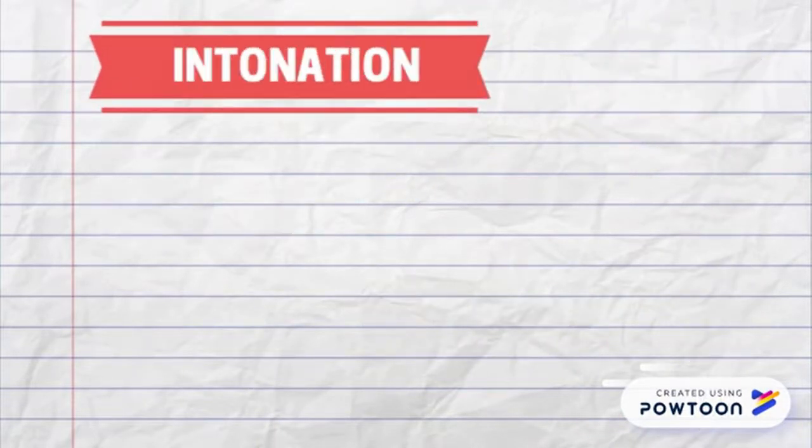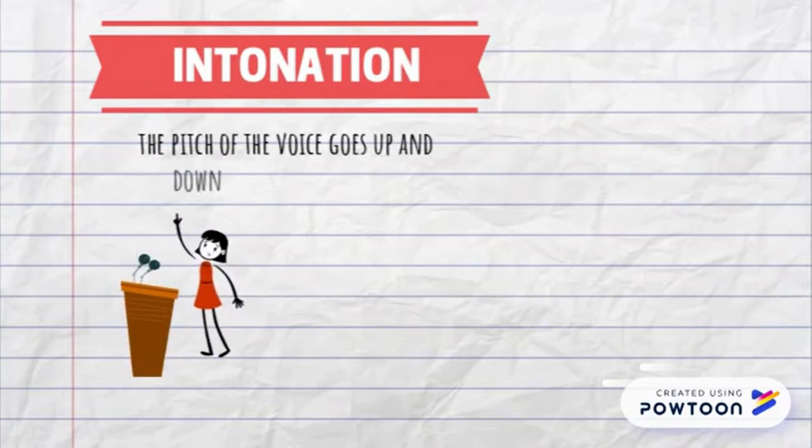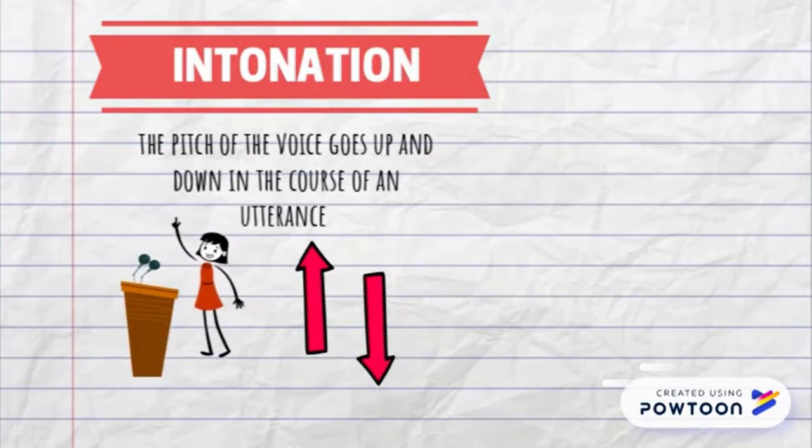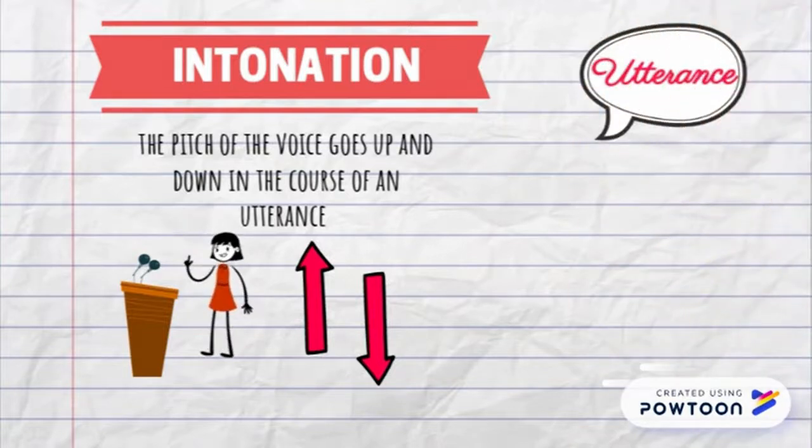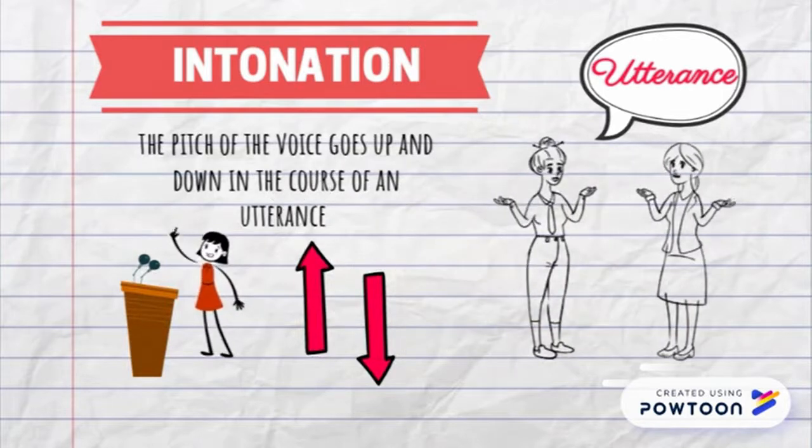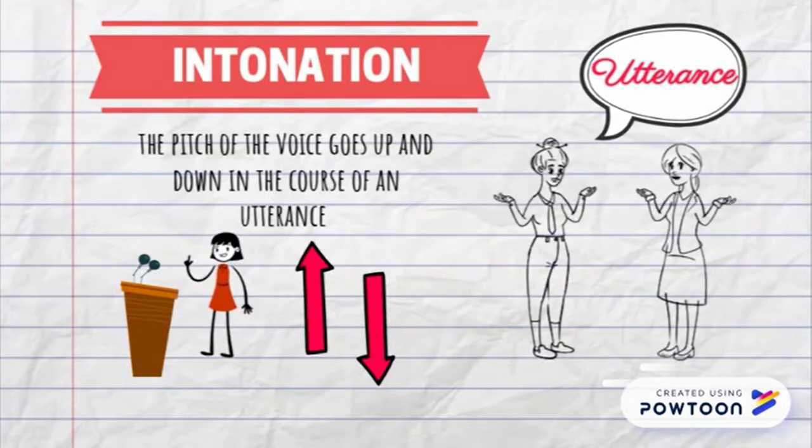level. We refer to intonation to the way in which the pitch of the voice goes up and down in the course of an utterance. The term utterance is used rather than sentence as it refers to anything we say, even if it is grammatically incomplete.